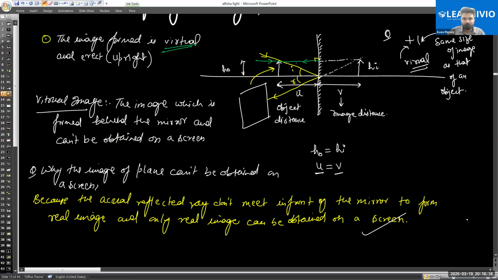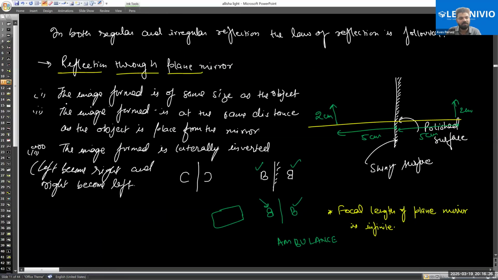From the first point, the image formed is virtual, erect, upright. Just a minute, note it down from here. Reflection through plane mirror: image formed is of same size, same distance.